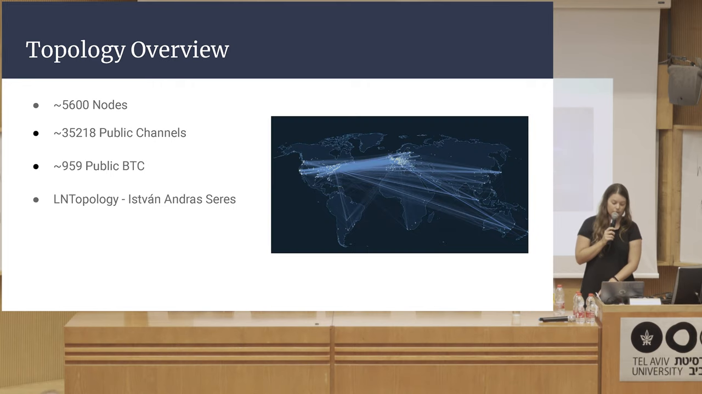So, a brief overview of the topology. This is about a month old. I ran this a while ago, but there are 5,600 nodes. There are 35,000 public channels, and there's about 960 Bitcoin sitting in those channels. And I used a great tool called Lightning Topology, which you can find on GitHub, written by someone called István András Seres, to run some deeper analysis on what the network actually looks like.